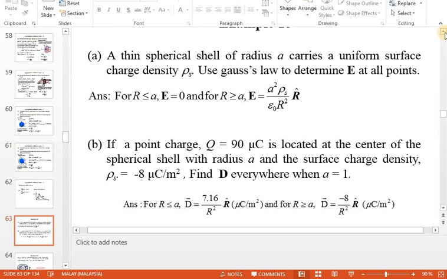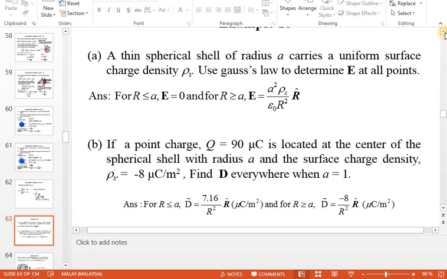What does it mean by E at all points? It means you have to find the electric field formulation when the R is less than A and when the R is greater than A. That is the meaning of E at all points. Or sometimes they use E everywhere. Same meaning, you have to find the E at this region and also this region.